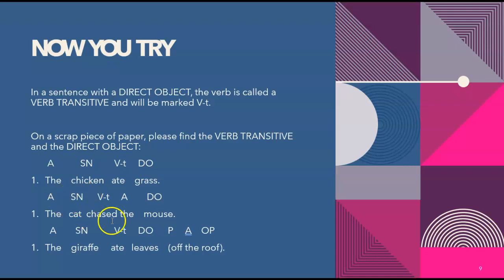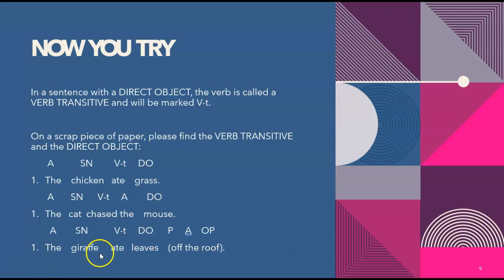What did the cat do? The cat chased. And then the cat chased what? And we put direct object over mouse. Then in the last sentence, which should be number 3, the giraffe ate leaves off the roof.